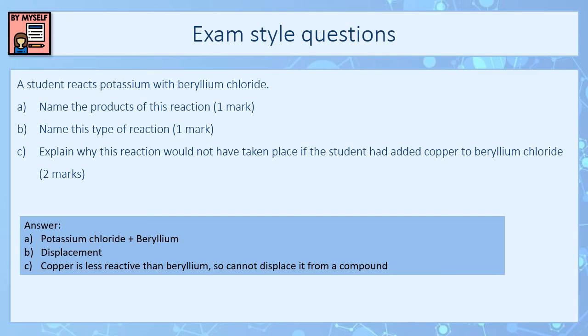The products of this reaction will be potassium chloride and beryllium, and it is a displacement reaction. So potassium is more reactive than beryllium, so it can displace it. Beryllium isn't on the reactivity series that you would have seen at GCSE in any textbook, but you can see that a reaction happens. They tell you that in the question, so that tells you that potassium is more reactive than beryllium. Part C says explain why this would not have taken place if they'd used copper with beryllium chloride. Obviously copper is less reactive than beryllium, so it won't be able to displace it from the compound.